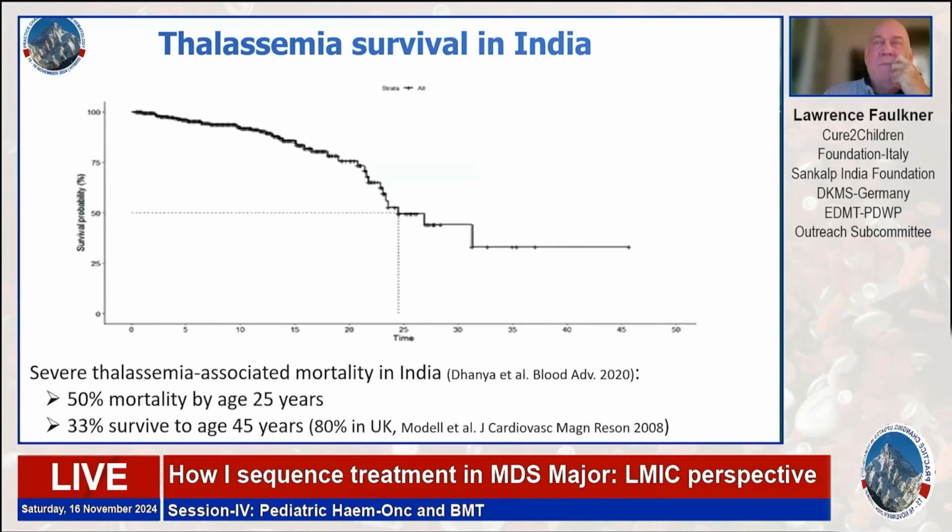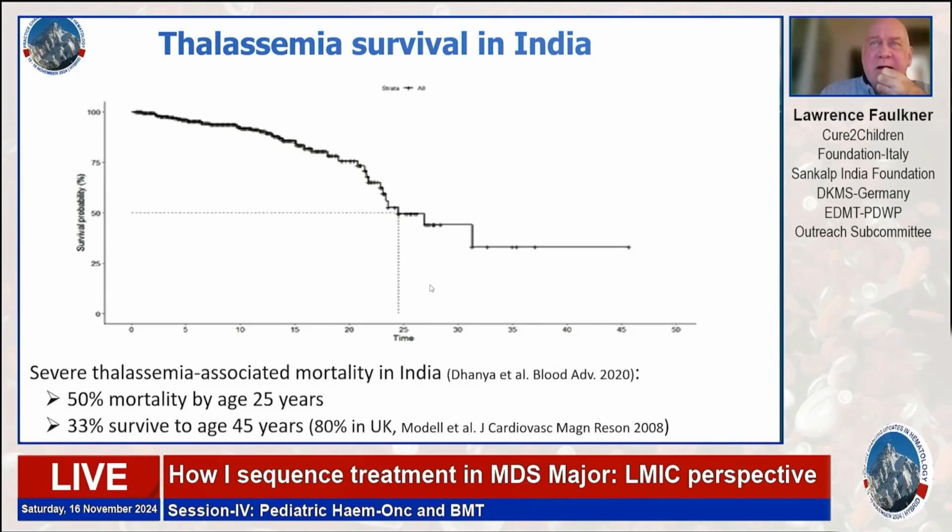This is a report on the average survival of thalassemics in India. It was published in Blood Advances in 2020 from the Sankalp India Foundation experience. And you can see that in India, in spite of most patients having free access to transfusion and also chelation therapy, the median survival is 25 years.